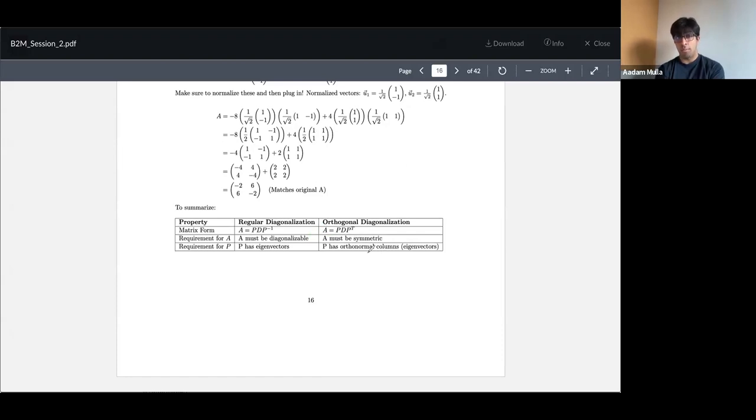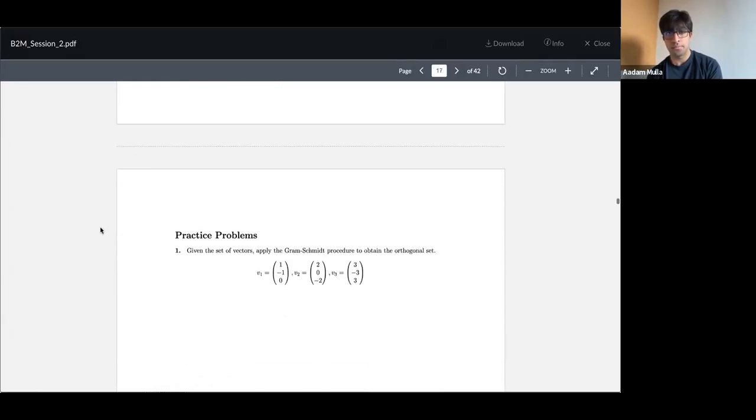And then finally, the requirement for P: in regular diagonalization, P is your eigenvectors that go like this. And in orthogonal diagonalization, P is again your eigenvectors, but they're orthonormal to each other. All the columns are orthonormal. And then D is the same for both of them. So D is always easy to figure out.